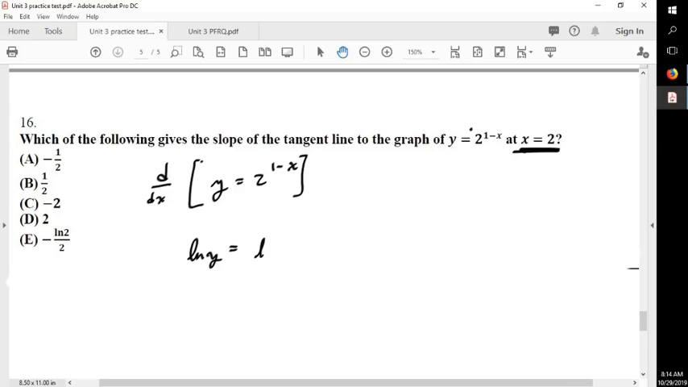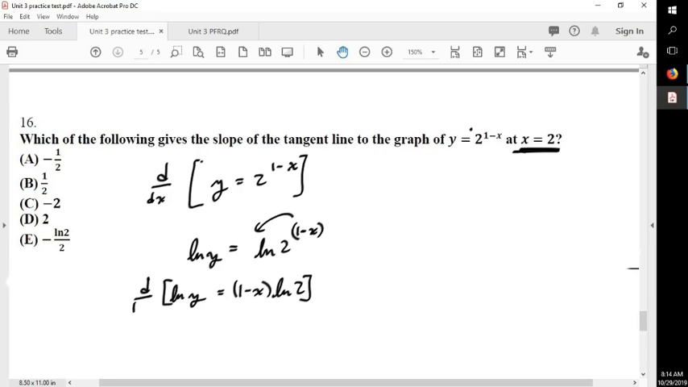You might be thinking, why would I do that? You would want to do that because then you could take this power and you can bring them down. Because whenever you have a power inside of a log, you can do that. It's a cool rule that you guys learned in Algebra 2. And so now I have 1 minus x times natural log of 2. And on this side, I have just natural log of y. So I just manipulated it a little bit.